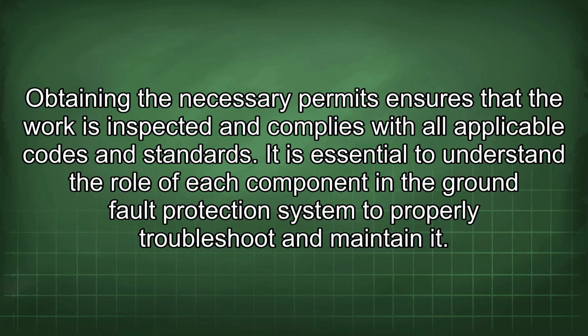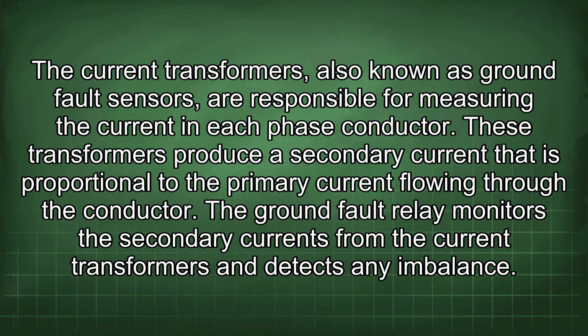It is essential to understand the role of each component in the ground fault protection system to properly troubleshoot and maintain it. The current transformers, also known as ground fault sensors, are responsible for measuring the current in each phase conductor. These transformers produce a secondary current that is proportional to the primary current flowing through the conductor.